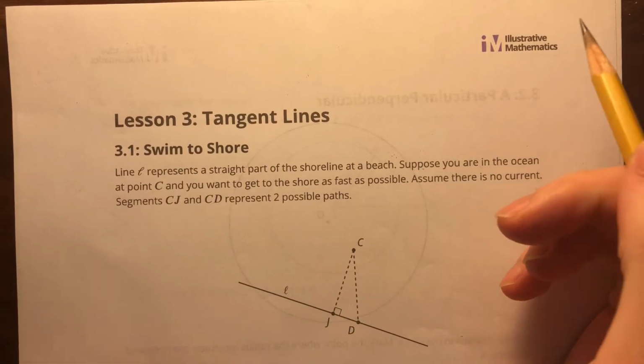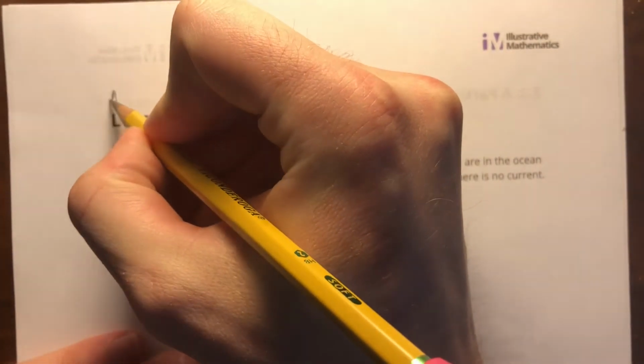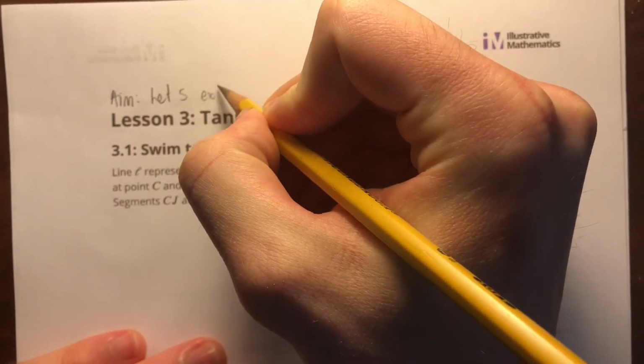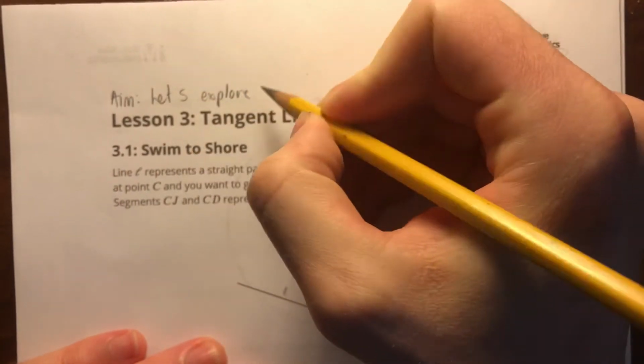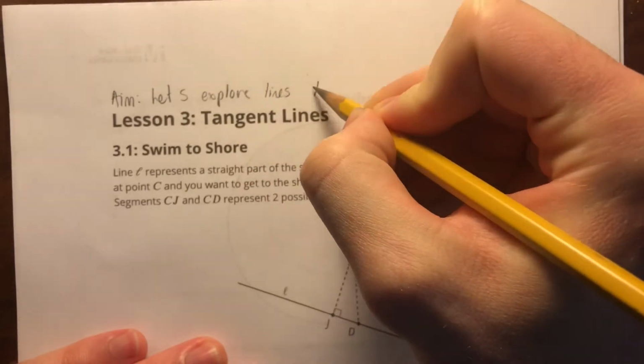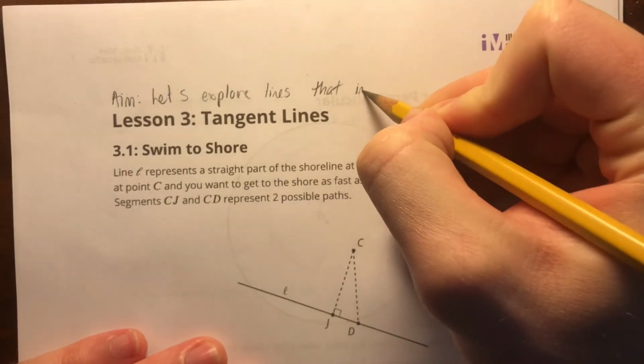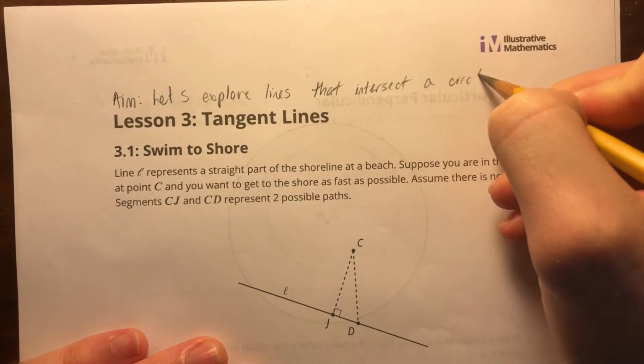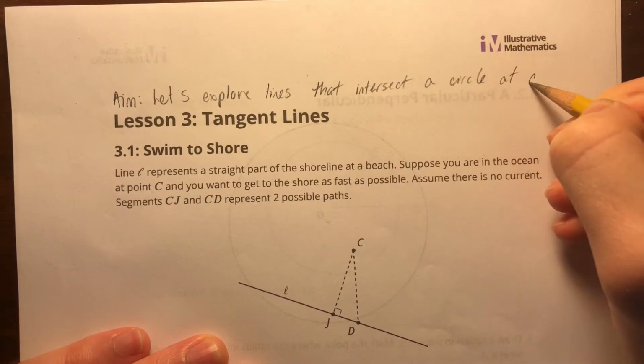All right, lesson 3, tangent lines. Our aim for today is to explore lines that intersect a circle at a single point.